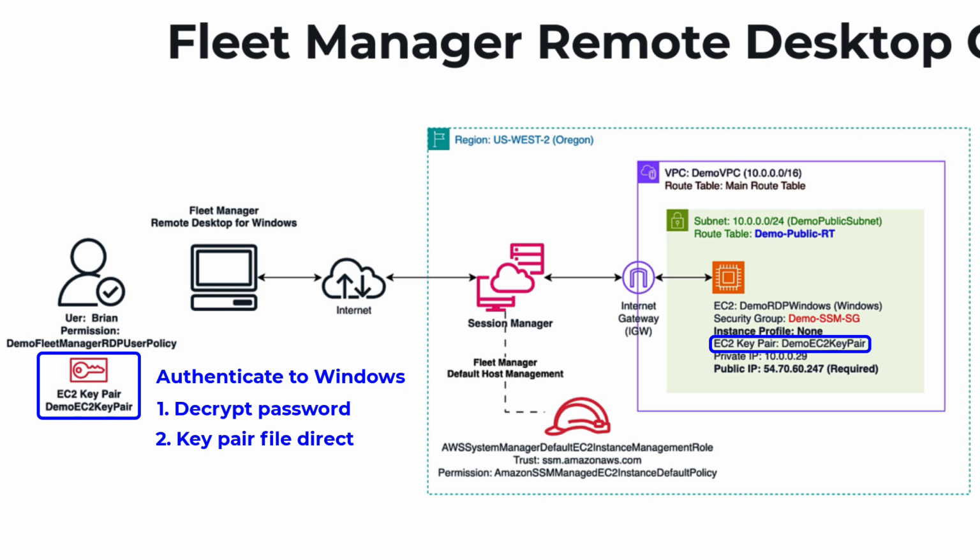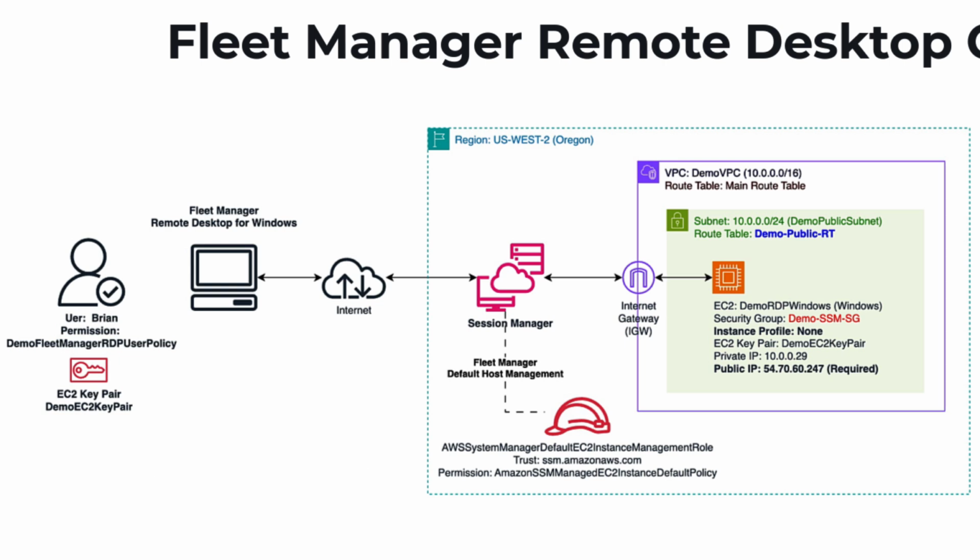These two options work fine, but you can see if you have thousands of EC2s with various EC2 key pair files, it can get messy to manage passwords or EC2 key pair files. So an alternative is to authenticate using IAM Identity Center. By using this method, you don't need to provide a username and password, nor EC2 key pair files for remote desktop using Fleet Manager.